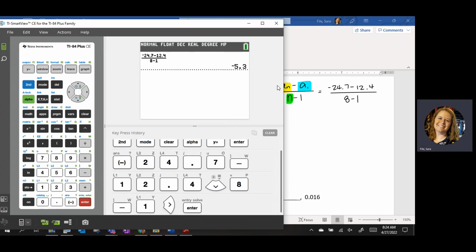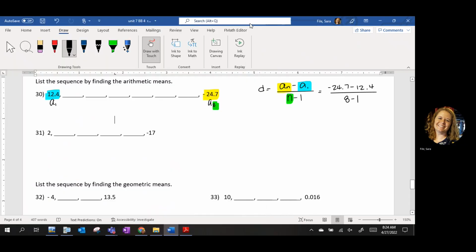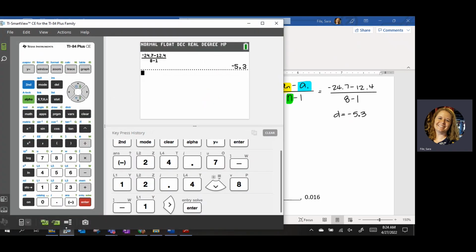So that comes out to be negative 5.3. Okay, that is not the answer to this question, but it is our D value. It's what we need to answer this question. I'm going to double check I wrote that down right. Yeah, negative 5.3.